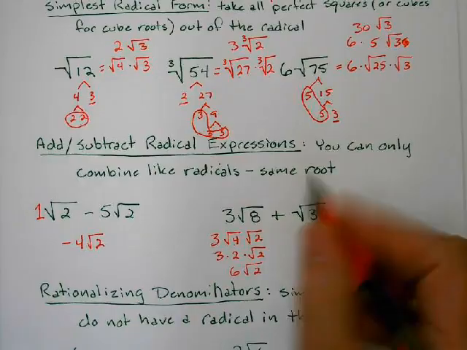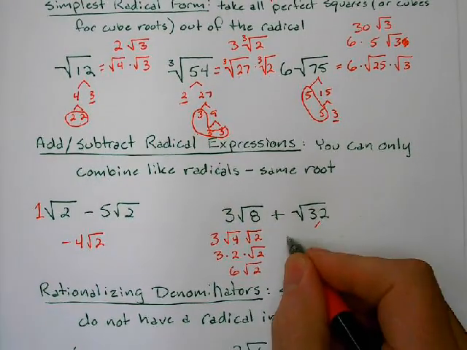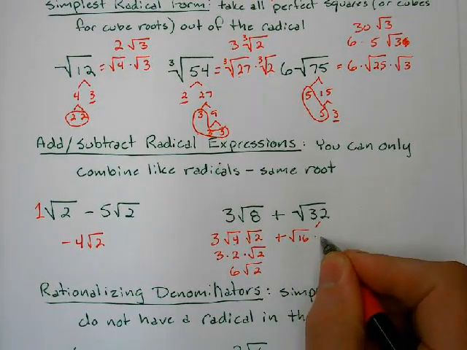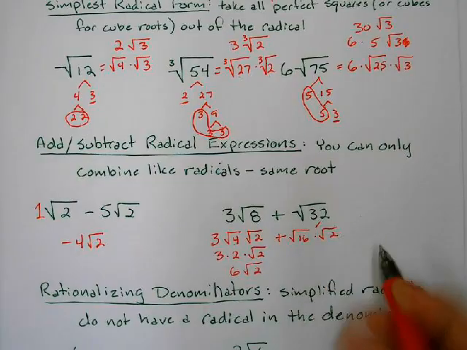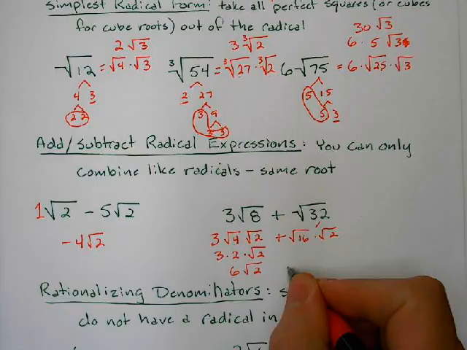We do the same process with the next one. This is 16 times 2. So the square root of 16, that's my perfect square inside of 32. That would be 4 root 2.